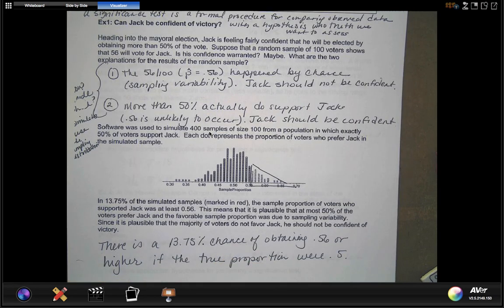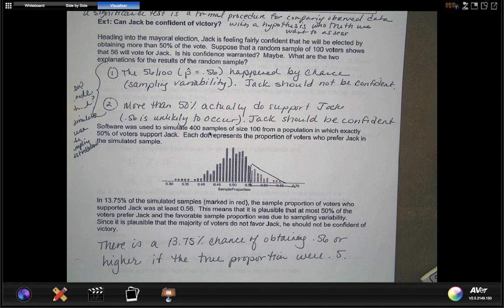Another way we can think about what that probability means: there's a 13.75% chance of obtaining 0.56 or higher from the sample if the true proportion were 0.5. It's very likely for me to observe that value in a sample. Since it's so likely for me to observe that value, I don't think he should be confident of victory.